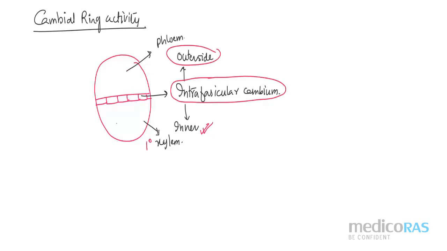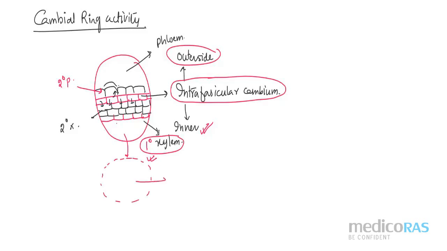The primary xylem, which is present towards the inner side, is pushed by the activity of the intrafascicular cambium, which makes layers of secondary xylem. The activity is so much that the deposition develops multiple layers of secondary xylem, which can push the primary xylem. Whereas towards the outer side, the secondary phloem is also developed due to the deposition of the intrafascicular cambium.